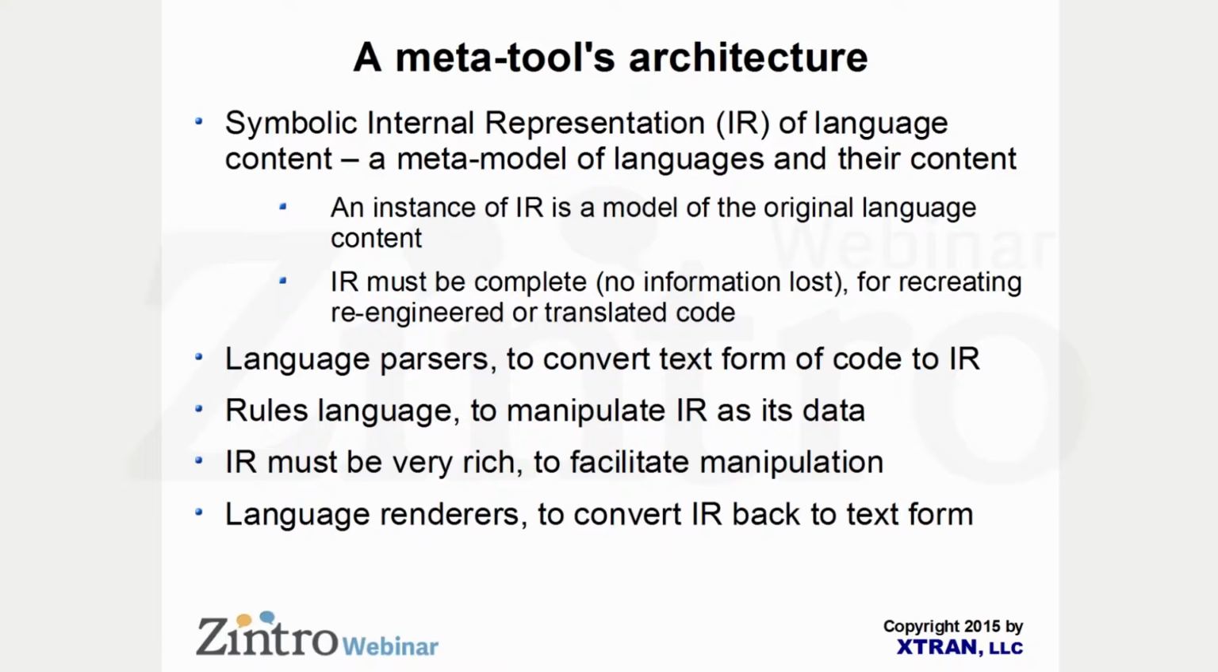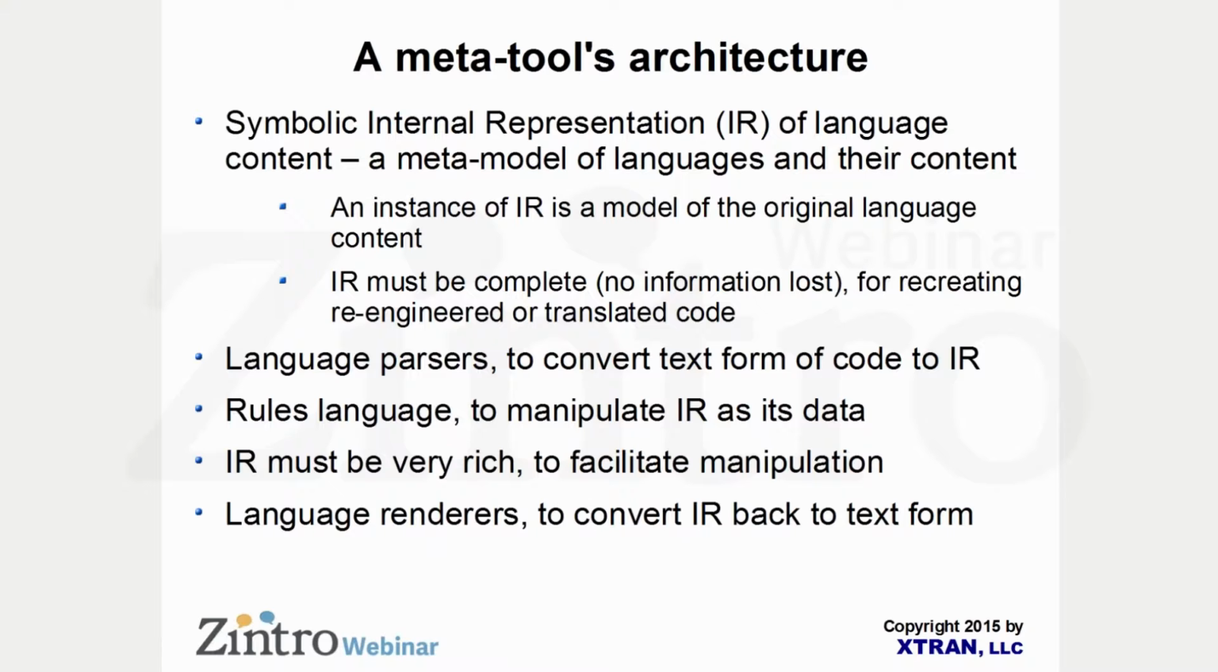Now, in order to get to that internal representation, we have to parse the code. So we've got to have language parsers, one per language, which take the text form of the code that the programmers deal with and parse it to create the internal representation version of it. Then we need a rules language, as we've talked about, which manipulates that code content in the internal representation form as its data. A payroll system in COBOL manipulates financial data. Our metatool is going to manipulate code. In order to facilitate that and to make the manipulation process as effective as possible, that internal representation has to be very rich. It can't just be the raw code. We want to enrich that with lots of pointers and references and pre-digested results and things like that, so that it's really easy once we're writing rules to get out of the code what we want.